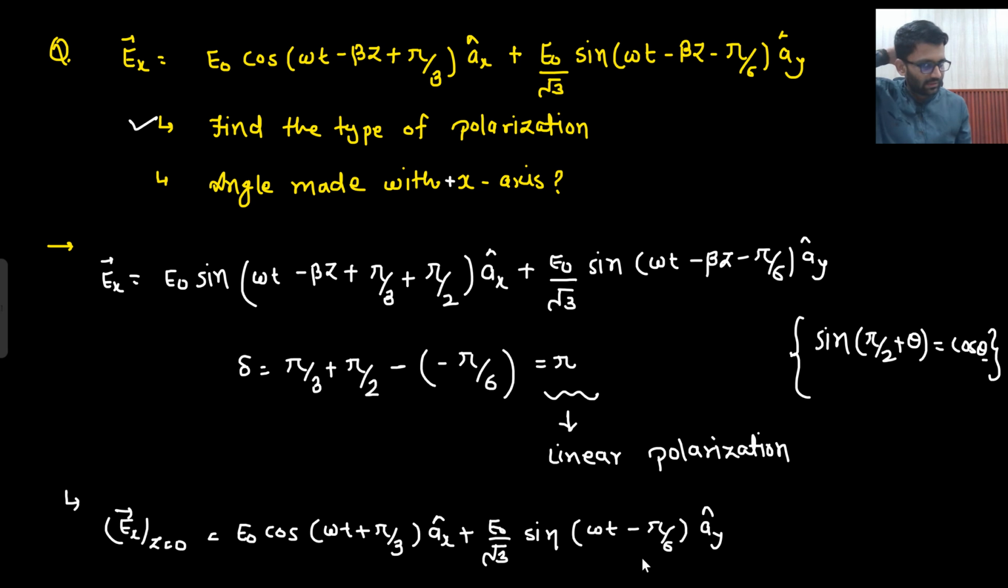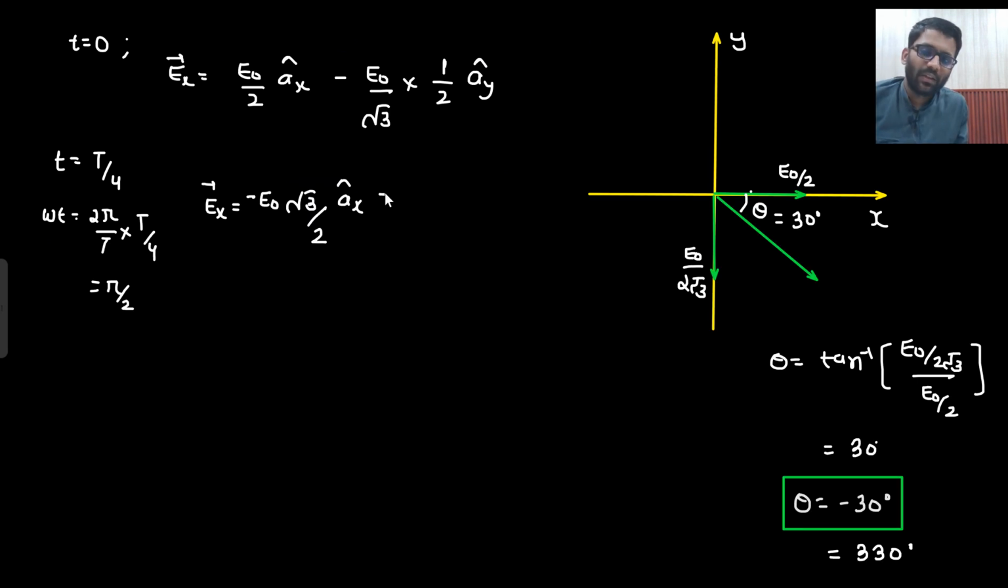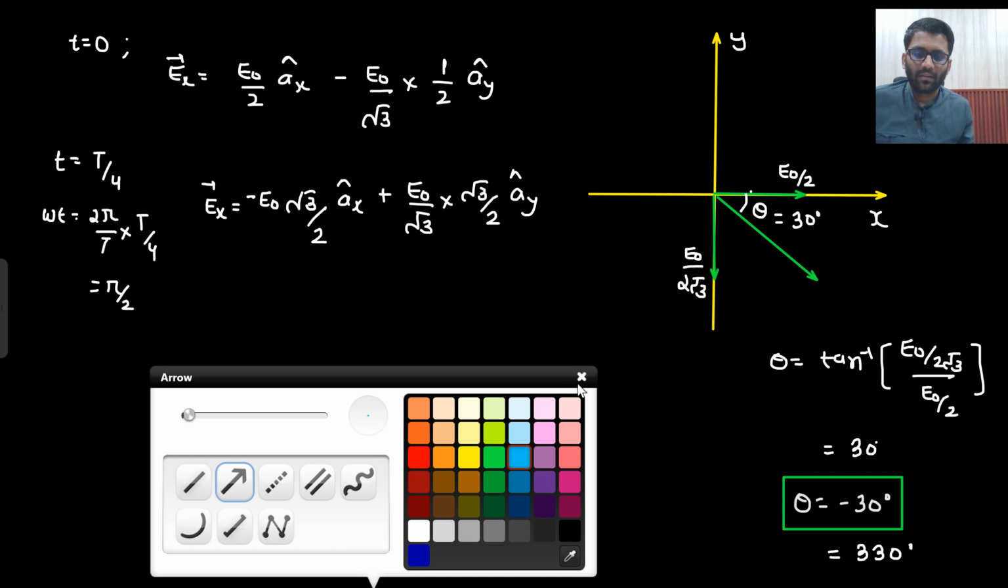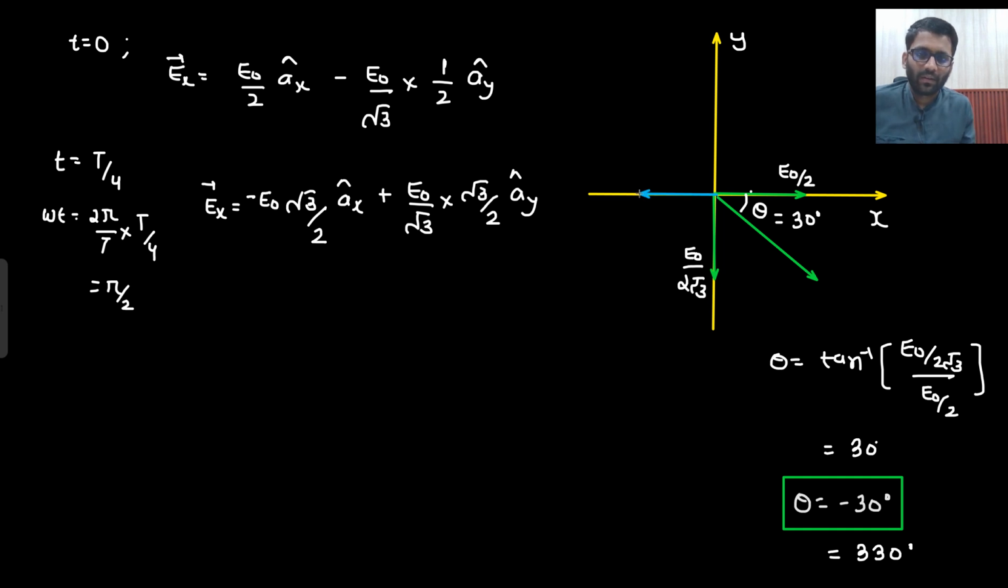Then what about this? Cos(pi/2 - theta) is sin theta, and here it becomes cos 30, which is root 3 by 2 only. So that is E naught root 3 by 2 Ay cap. So in x you are having negative, and in y you are having positive.